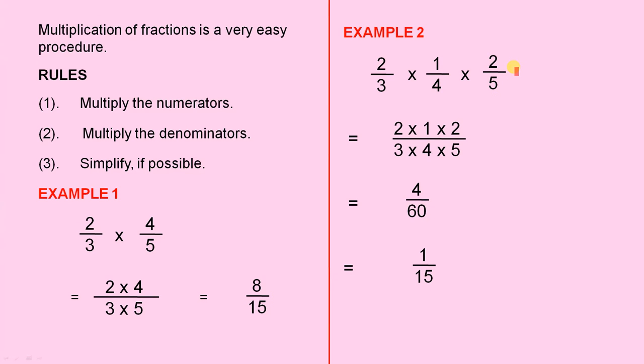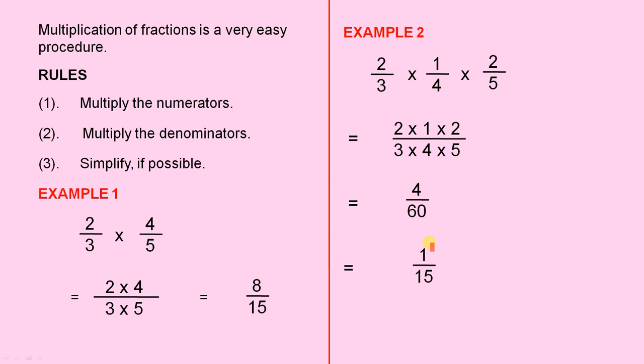Example 2, 2/3 times a quarter times 2/5. When you multiply the numerators, you get 2 times 1 times 2. Multiply the denominators, 3 times 4 times 5. 2 times 1 times 2 gives you 4. 3 times 4 times 5 gives you 60.